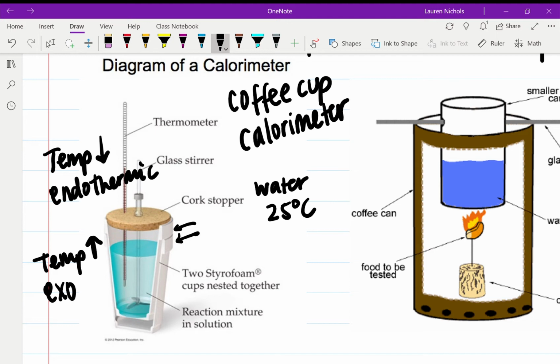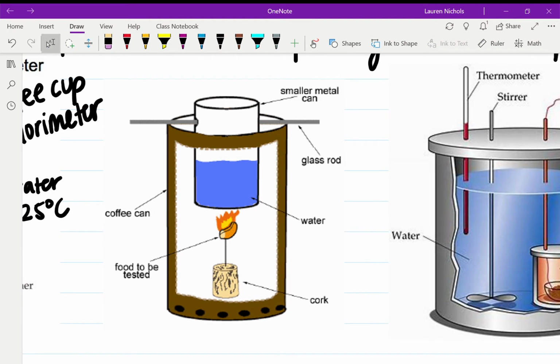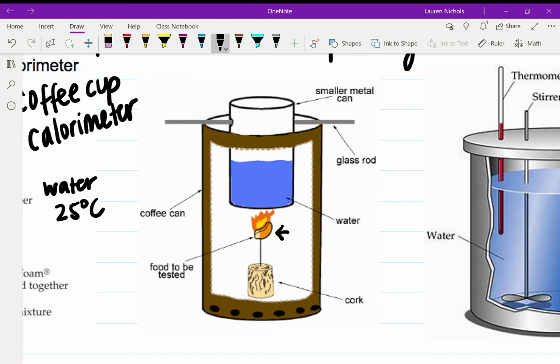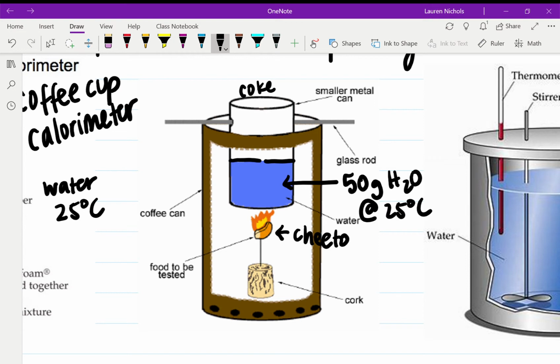We can also use this for food and other items. So for example, if we were in class, I'm so bummed that we don't get to do this. We would be doing both of these experiments. We like to light a Cheeto on fire, which is particularly fun, one of the puffy ones. And what you do is you take an aluminum can, like a Coke can, and you fill it with water. Let's say we know that this is 50 grams of water and it's at 25 degrees Celsius.